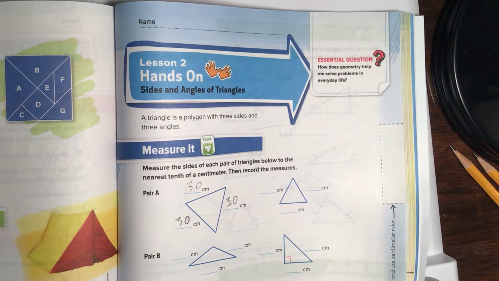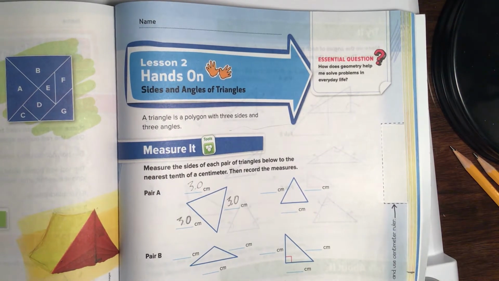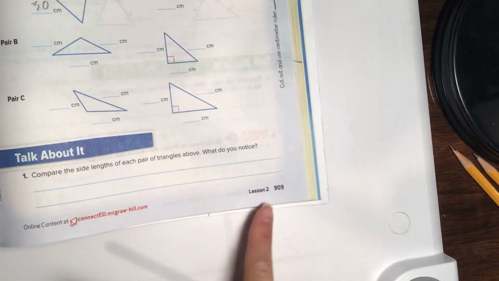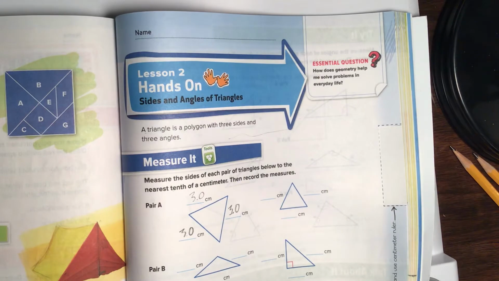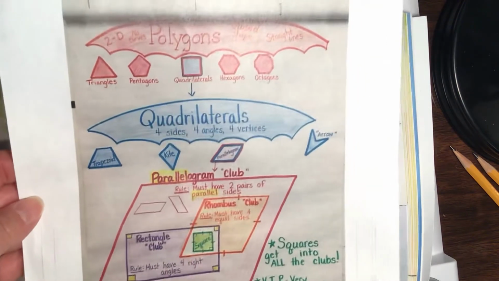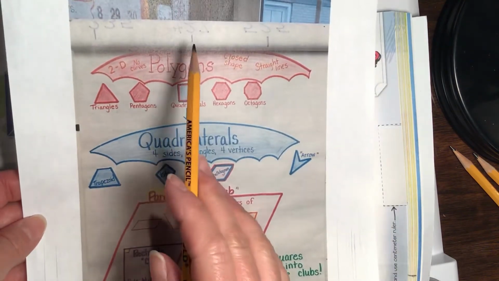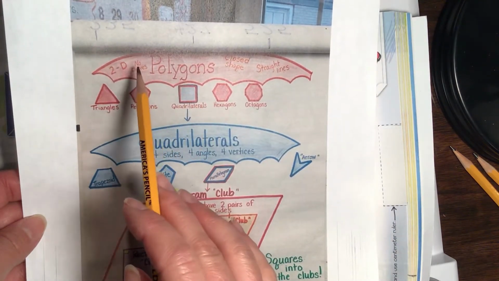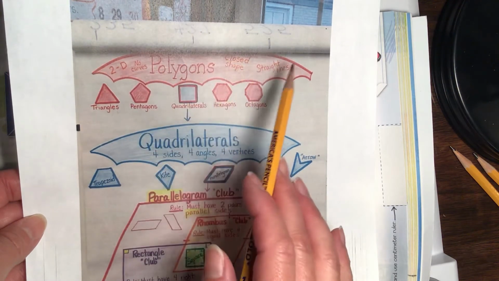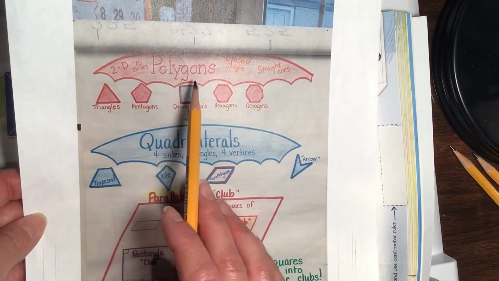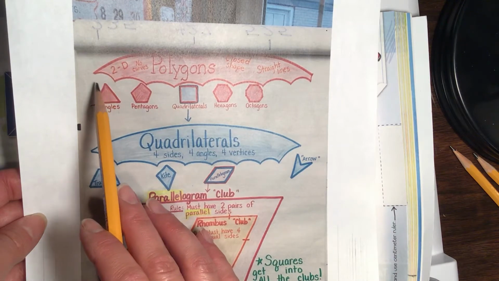Cox. We are on chapter 12, lesson 2, page number 909. And today we are talking about triangles, sides and angles. Remember from our handy dandy little anchor chart, we realized that polygons are 2D, no curves, closed shapes, and straight lines. And one of the shapes we're going to talk about are triangles in this lesson today.